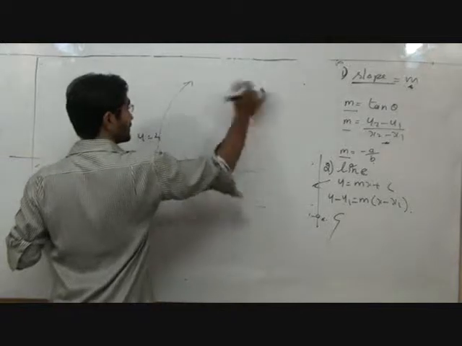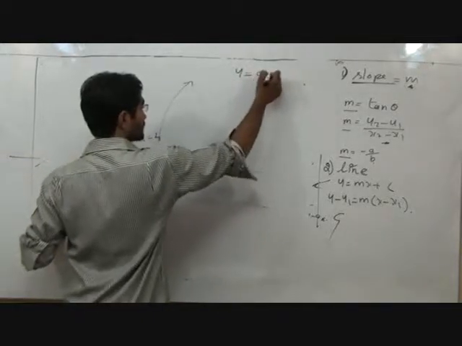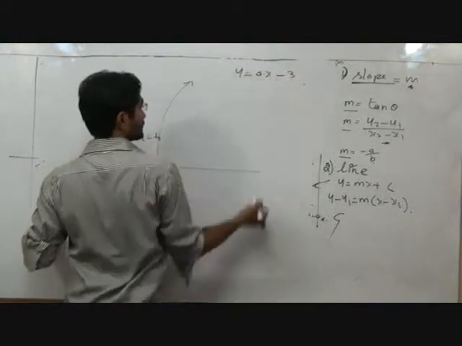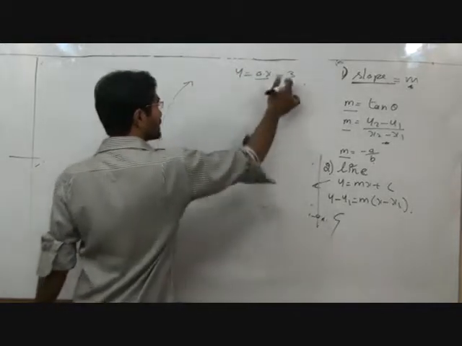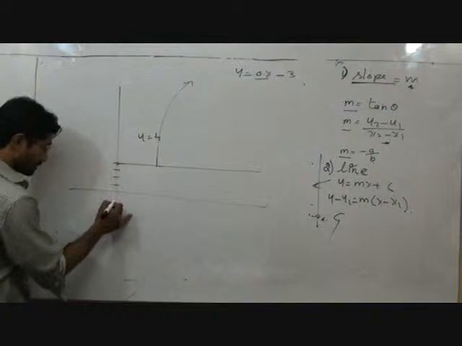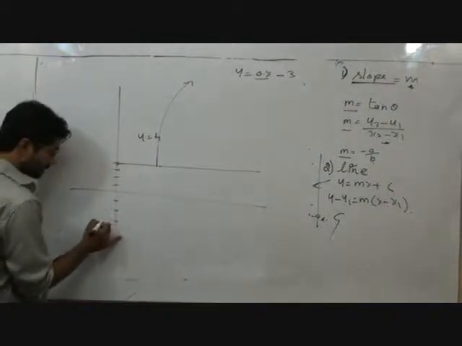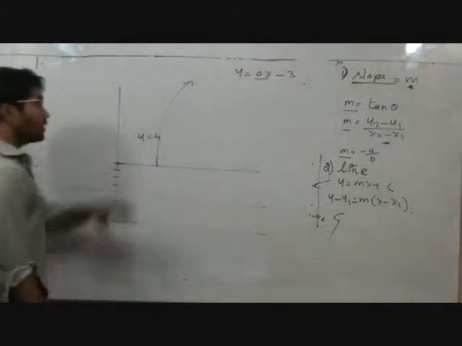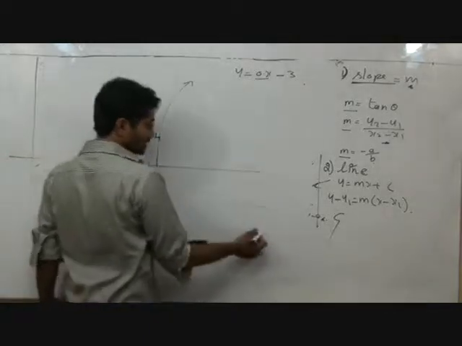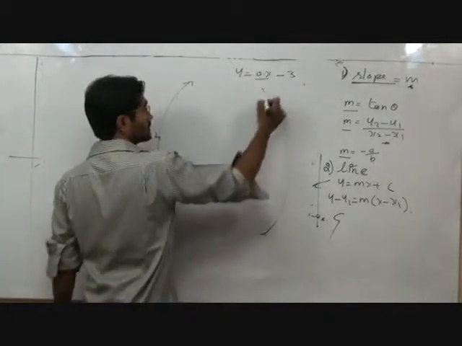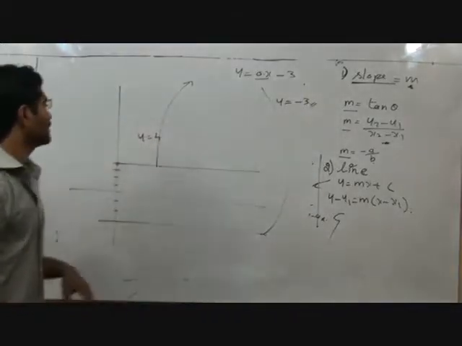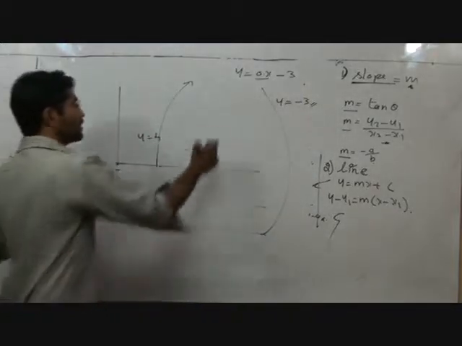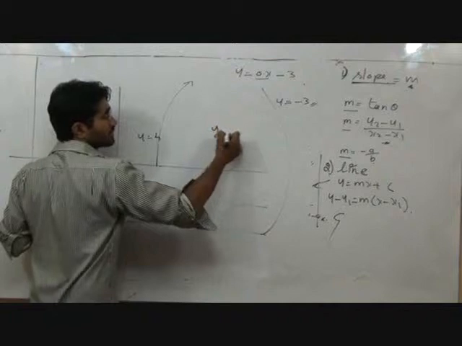Let us take another line. If I say y is equal to 0x minus 3, very simple. Again, the line is parallel to the x-axis, but this time it is cutting the y-axis at minus 3, like minus 1, minus 2 and minus 3. That's my line. I can write this line also as y is equal to minus 3 directly.